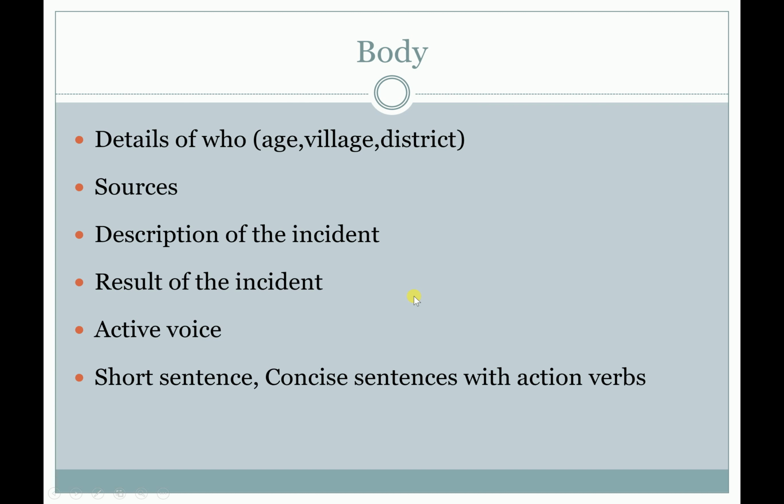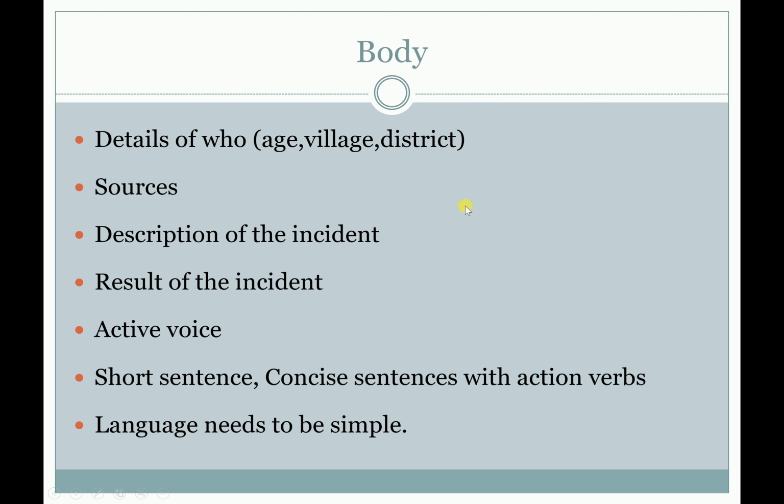Then short sentences, concise sentences with action verbs. You have to use short sentences, because if you write too-long sentences, what will happen? You will not be able to connect all the sentences in a chronological manner. So whatever you do, try to write short, concise, and meaningful sentences with action verbs, because the action verb will make the sentence concise.